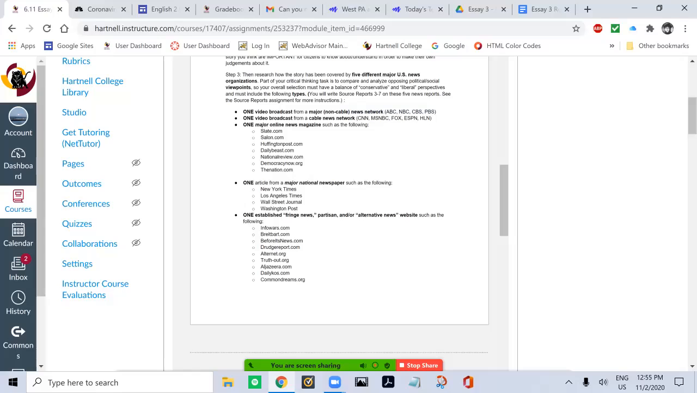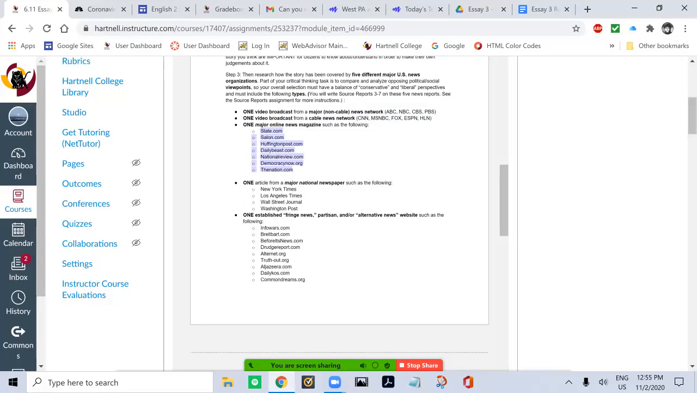Once you find one that you like from this category, you move on to the next one and find a cable news report, okay, a video broadcast. And then find a newspaper article, a major online news magazine like these. This is not an exhaustive list. There are a bunch that are not on this list, okay? But you'll be able to find your story having been covered in these, and then others.